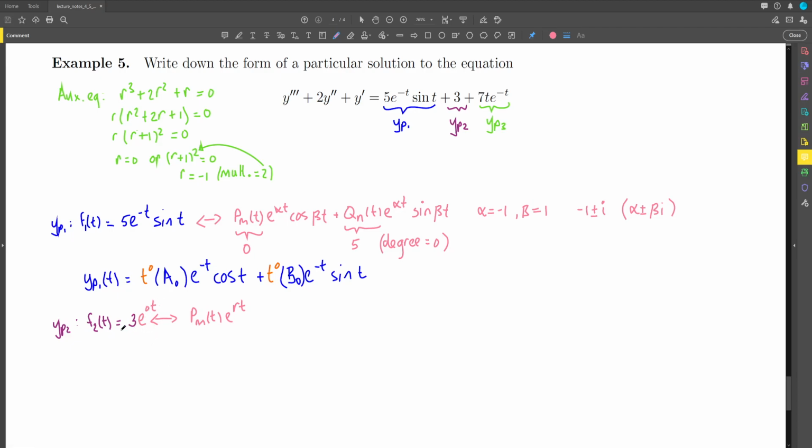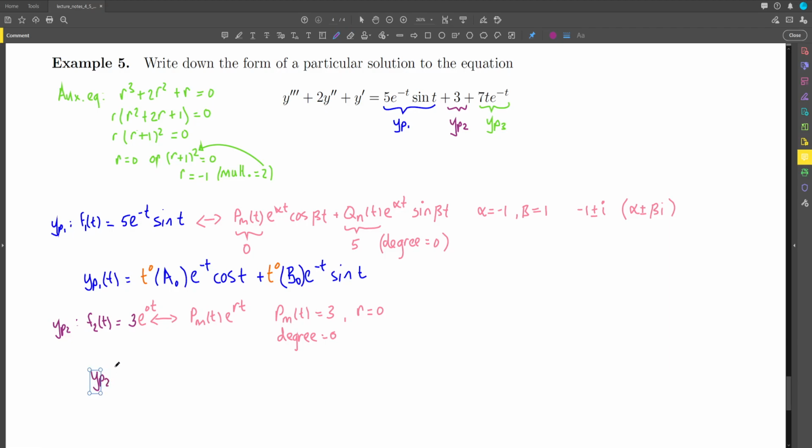Right, that's 1 there. And so when you compare that here, you see that Pm of t is just 3, and then r equals 0. The degree of this polynomial is 0. There's no t to the power, so the degree is 0, and that means that our general solution for the particular solution will look like this.